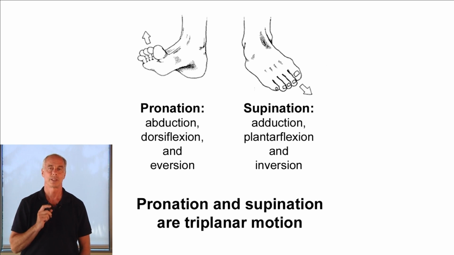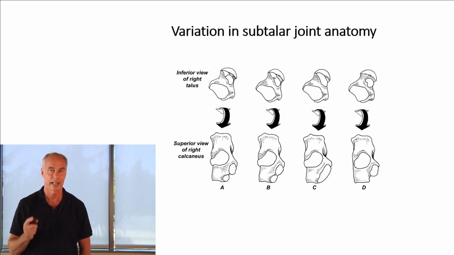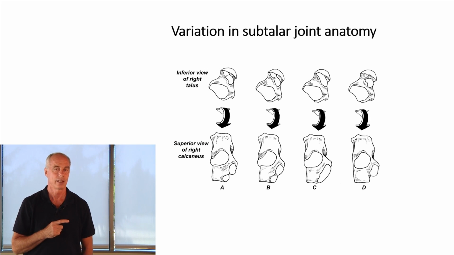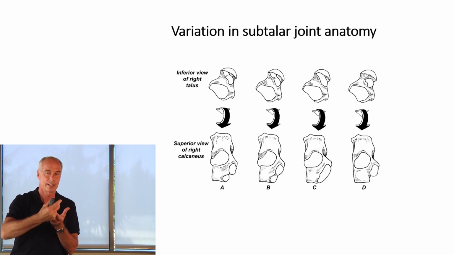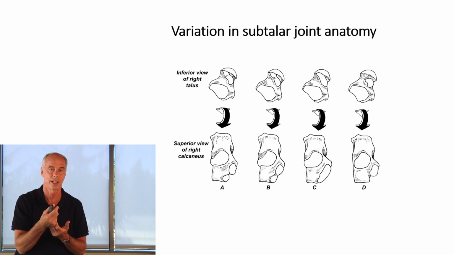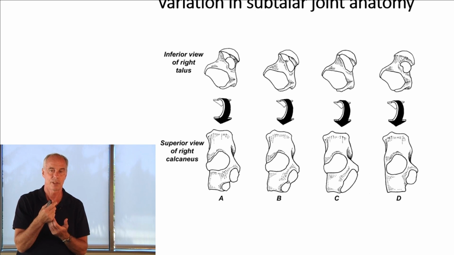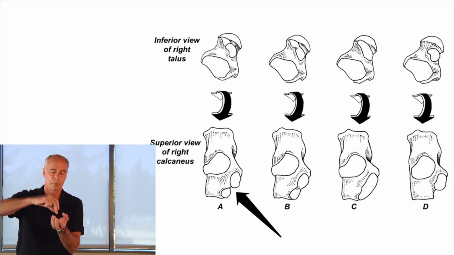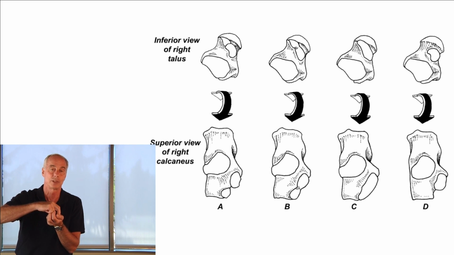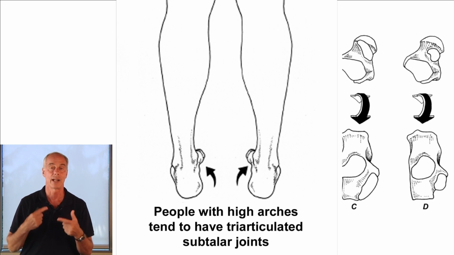When it comes to the subtalar joint, that's the joint between the talus and calcaneus, there is a lot of variation from individual to individual. This is the right subtalar joint, talus and calcaneus, and if you take the talus off the calcaneus and look at the picture on the left, there are three separate connections between the talus and calcaneus. Those three separate connections produce a relatively stable, rigid structure. You tend to see the triarticulated subtalar joints in people with neutral to high arches.